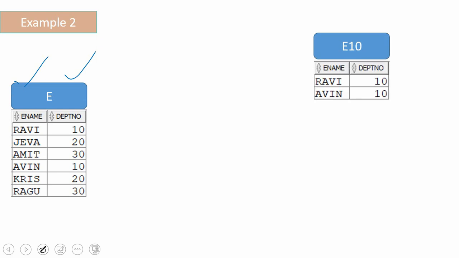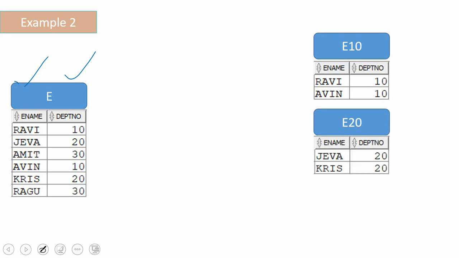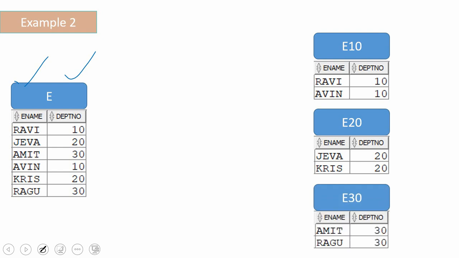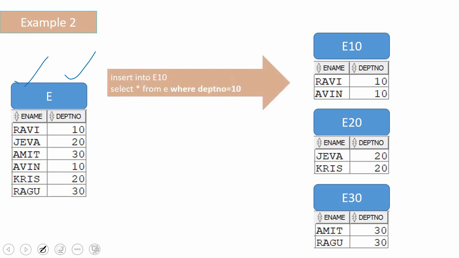Suppose our expectation is to insert the employees working in department 10 into E10 table and to insert the employees of department 20 into another table called E20 and to insert the employees of department 30 into another table called E30. Normally what we will do is we will write 3 different insert statements. One insert statement to select the employees of department 10. So basically we will be using the where condition here. So we will be selecting the employees working in department 10 and then we will insert into the E10 table.